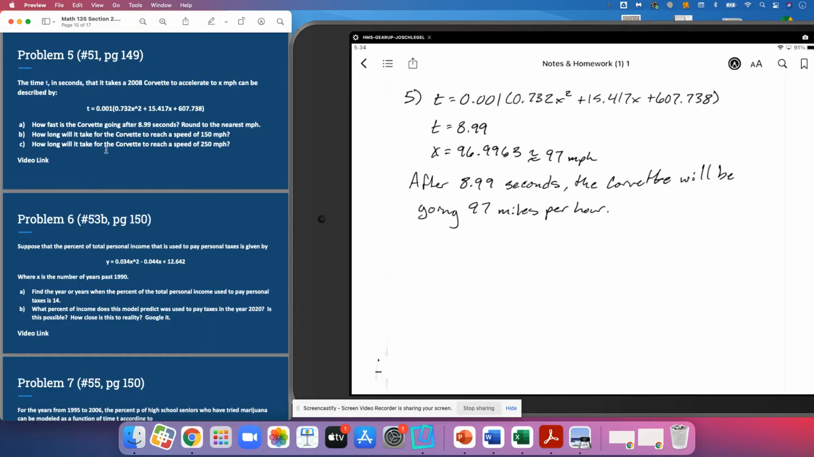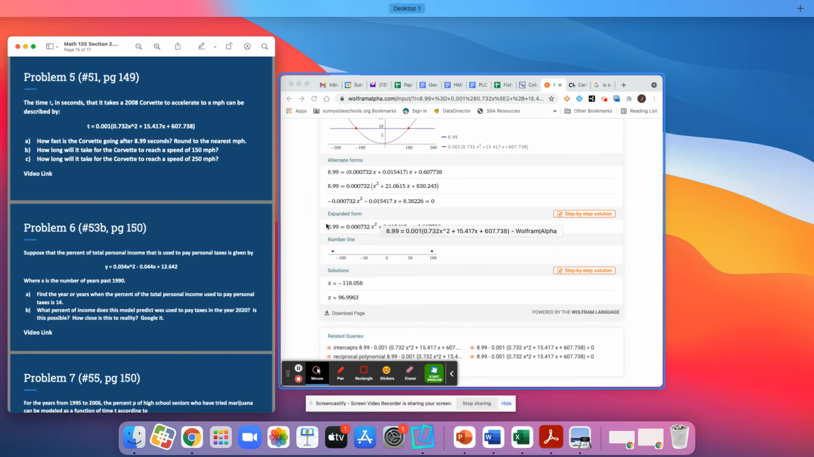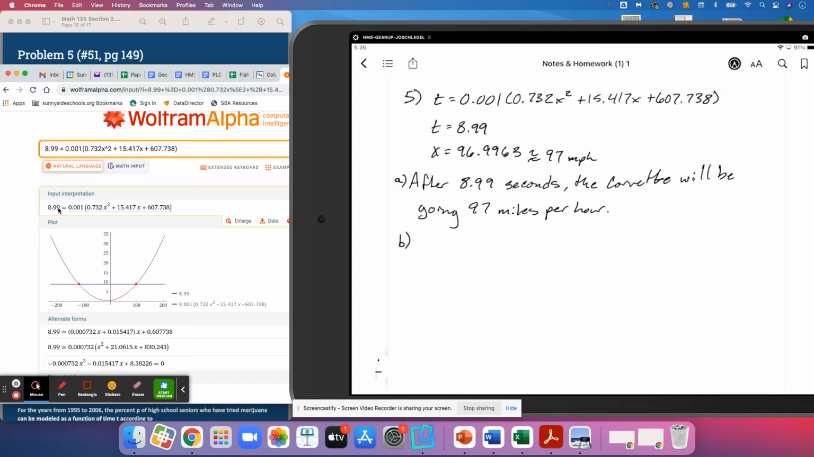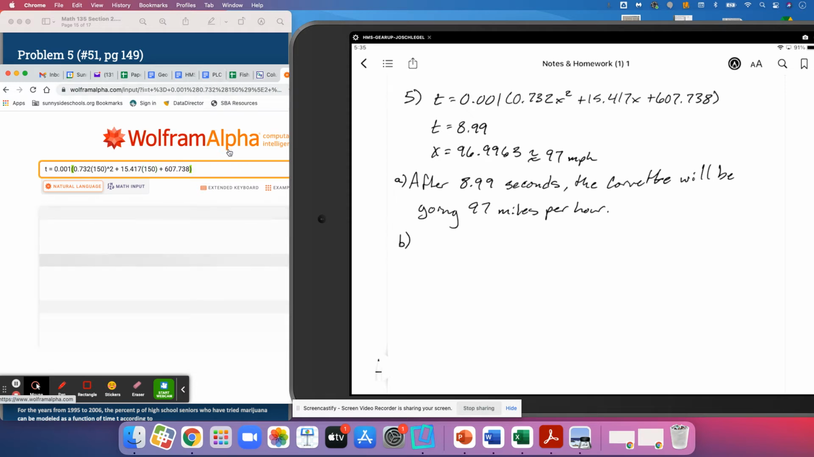Moving on to our next question, we are asked two questions. How long will it take for the Corvette to reach a speed of 150? And how long will it take for the Corvette to reach a speed of 250? So for part B, let's go ahead and go back, and instead of 8.99 here, we're going to put our variable back in there. We are looking for when the Corvette is going to reach a speed of 150 miles per hour. So we do need to put that in for X in both spots in our equation and see what Wolfram has got for us.